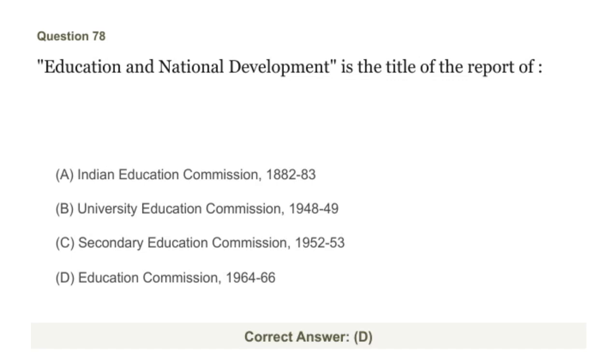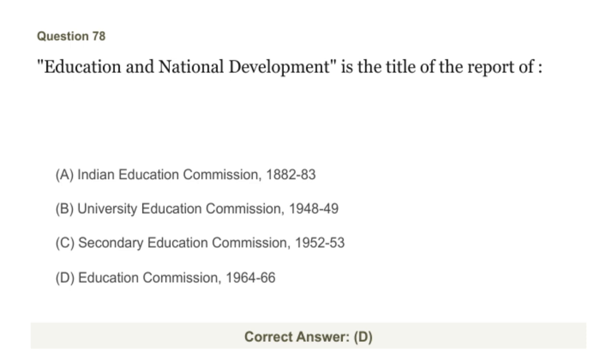The correct answer here is D, Education Commission, 1964-66. This particular report is titled Education and National Development. It played a crucial role in shaping our country's educational policies during that period. Unlike earlier commissions, such as the Indian Education Commission of 1882-83 or the University Education Commission of 1948-49, this one specifically linked education to the broader goal of national progress.